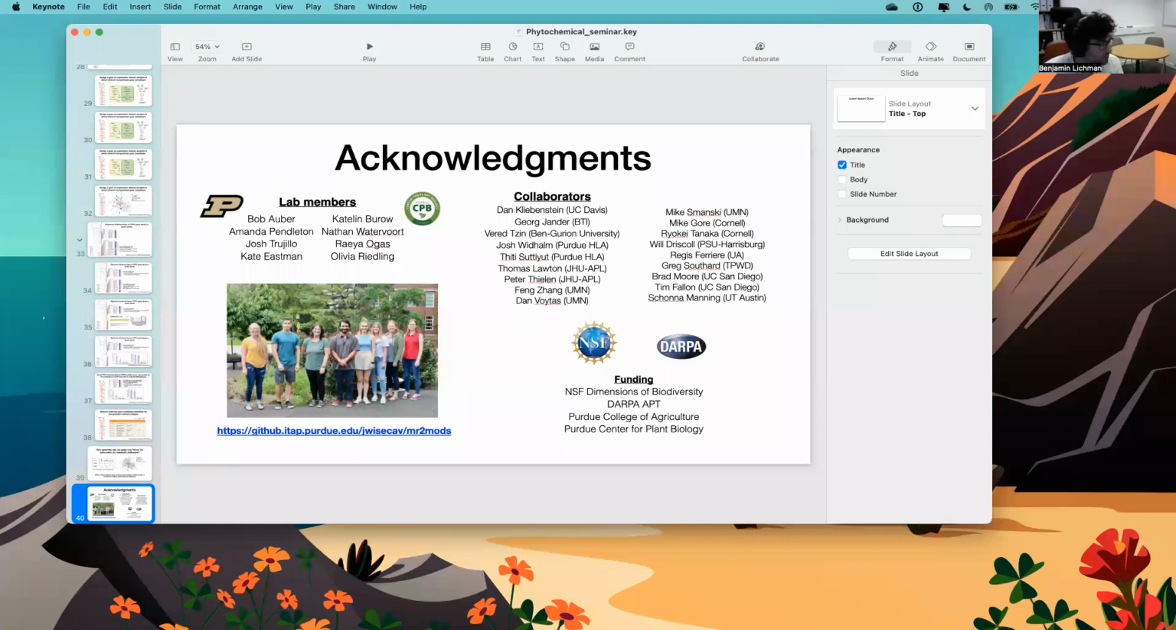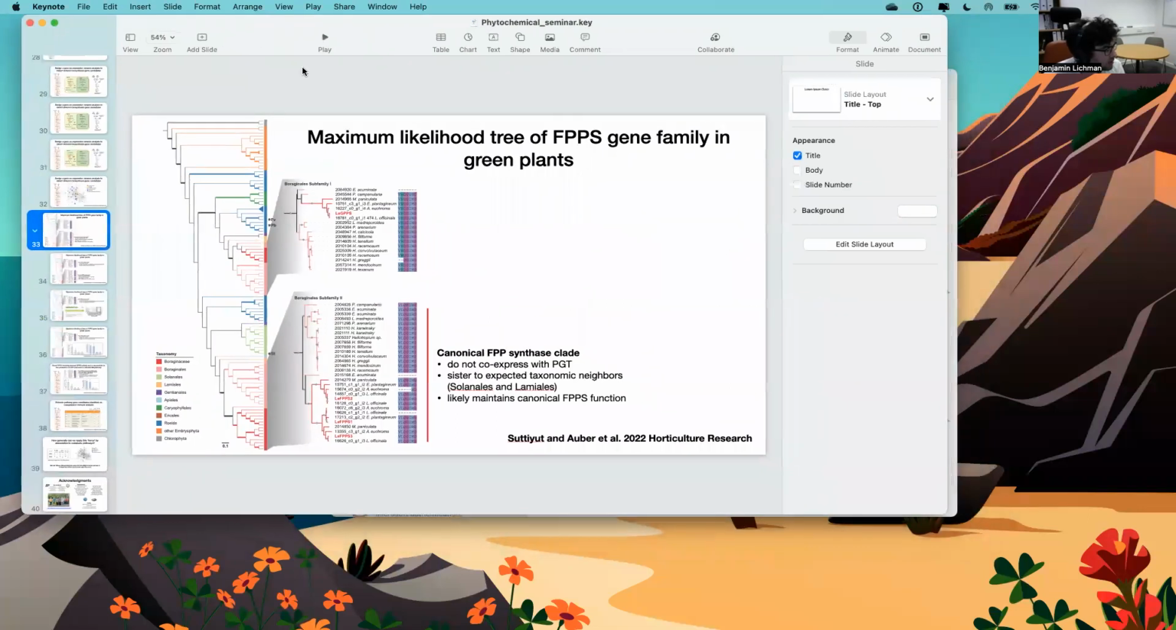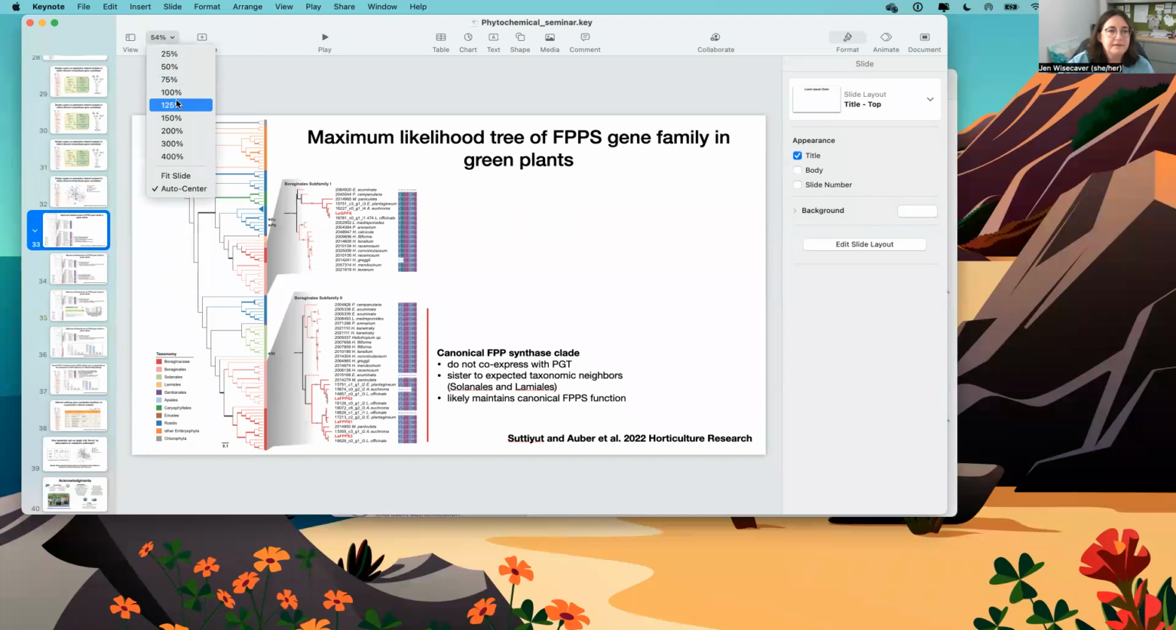Hi there. Really nice talk. This duplicated FPPS clade, is it just within the family of plants that you're working on, or is it quite a deep duplication? Yeah, so let me share that again, or maybe we can just zoom in, leave it on.